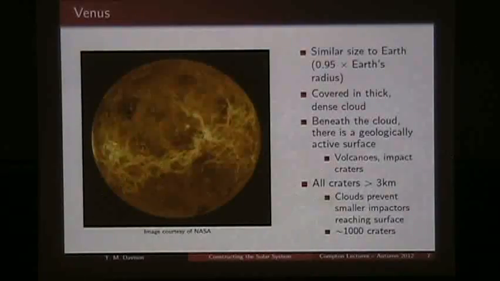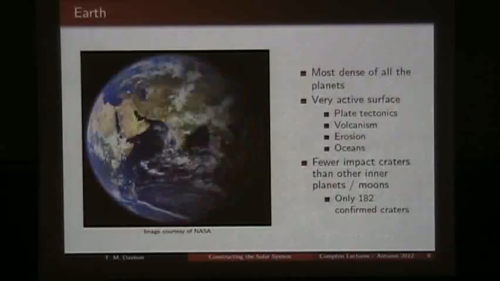But you actually notice an interesting thing about the impact craters on Venus, which is that there are no craters smaller than around 3 kilometers in size. The reason for that is that the clouds in the atmosphere stop any small impactors getting through to the surface, and so prevent any smaller craters from forming. But there's still around 1,000 craters on the surface, so it's still one of the dominant features on the surface of Venus.